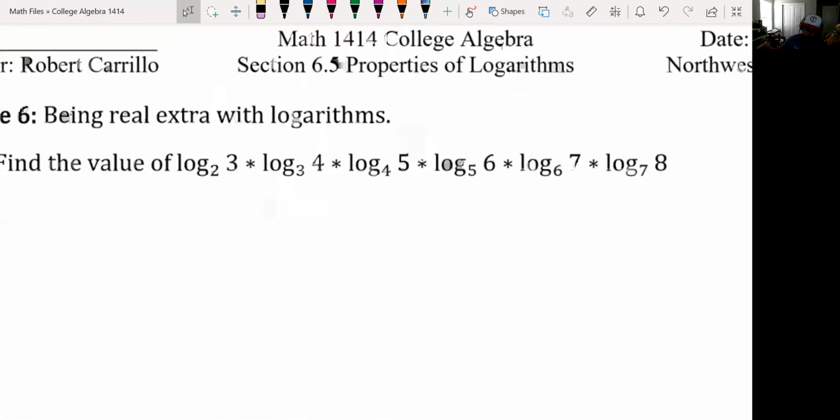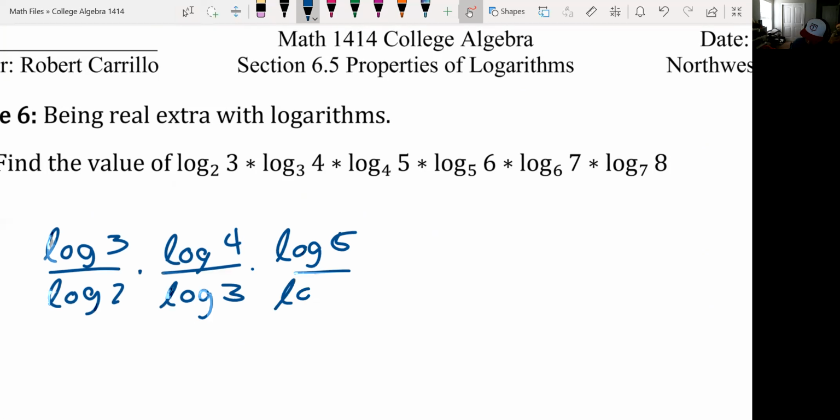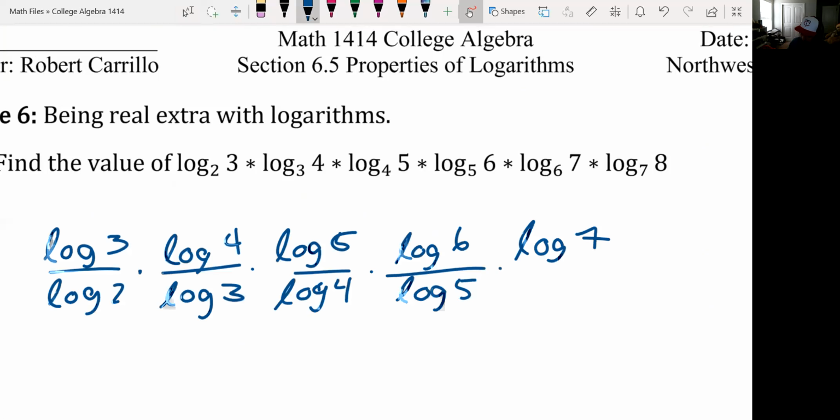Okay, so look at this first one. Log 3 times log 4 times log 5 times log 6 times log 7 times log 8. It wants us to simplify this expression, and the only way we can do that is by using change of base on all of these. So this would become log 3 over log 2 times log 4 over log 3 times log 5 over log 4 times log 6 over log 5 times log 7 over log 6 and times log 8 over log 7.